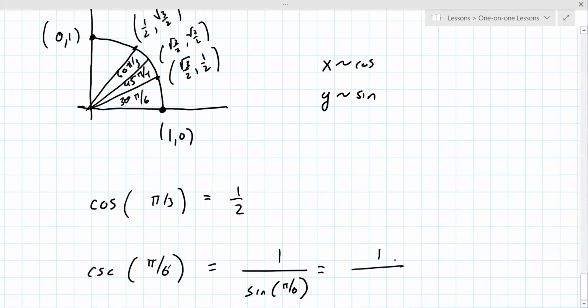1 over 1/2, and then pi times pi over. Wait, 1 over. Sine is the y value. So it's just 1 over 1/2, which is 2. Okay. So your instructor could be very kind and just ask you for the straight ones.